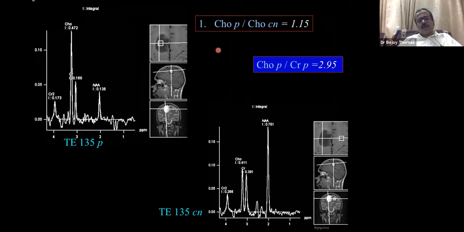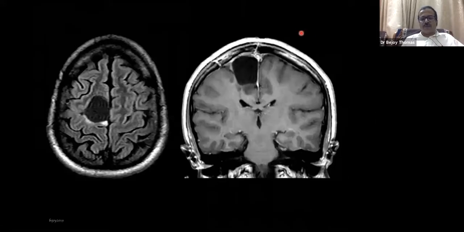For example, this is a proven lower grade glioma, grade 2 astrocytoma, so diffuse astrocytoma in the present classification. And if you look, the choline creatine ratio is 2.95, so you are not sure whether it's a low grade or a higher grade. But you can also do a multivoxel spectroscopy and compare the choline with the exact mirror image voxel from the opposite hemisphere. If you compare with the opposite side, this is the normalized choline value. It's only 1.15. So that means the choline is actually only minimally increased. So these ratios should be taken with a pinch of salt.